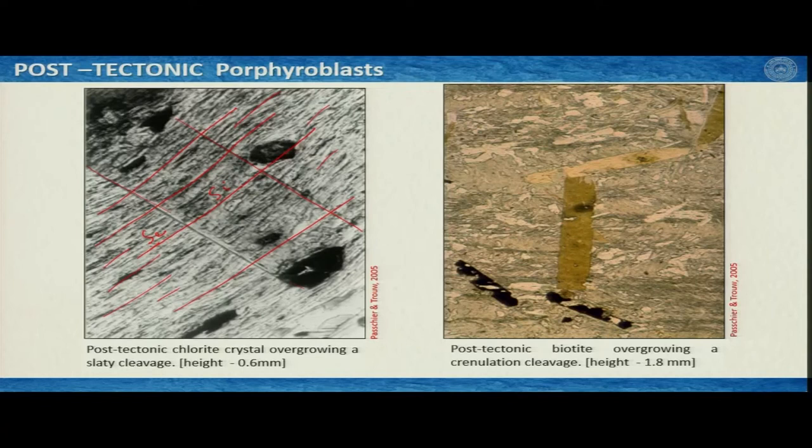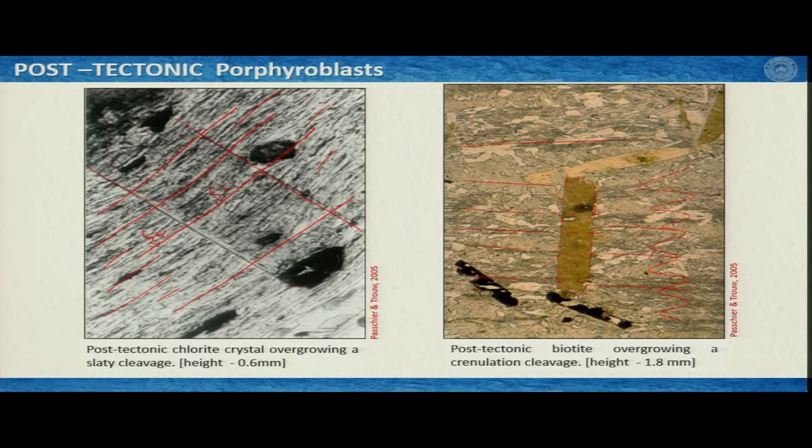As you can see here, this is a biotite crystal which has overgrown this granulation cleavage. You can see the granulation cleavage is going like this. And you see that it did not disturb anything. There is no deflection of the foliation outside. So foliation is very much straight here, nothing has happened. You also see that this is continuous inside wherever it could track, and it did not disturb anything in the matrix, it just grew over it. So this is again an example of post-tectonic porphyroblast.